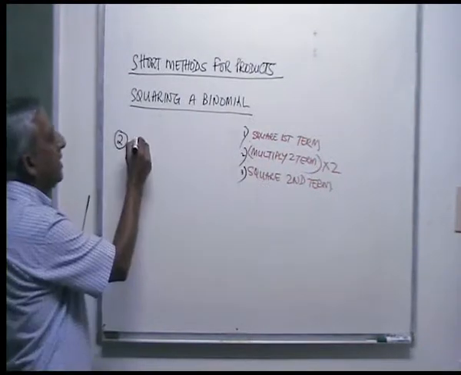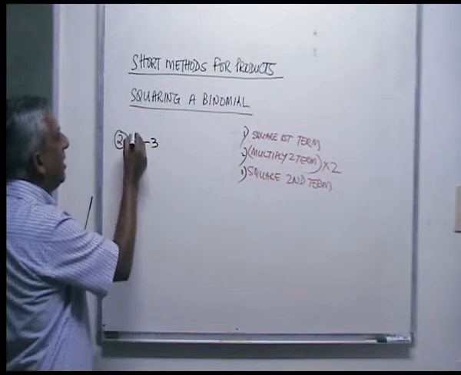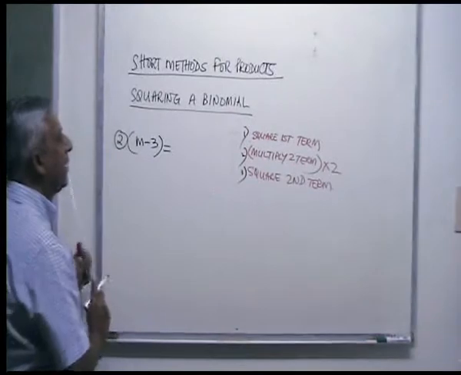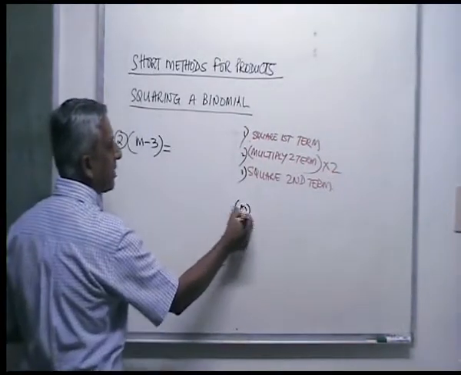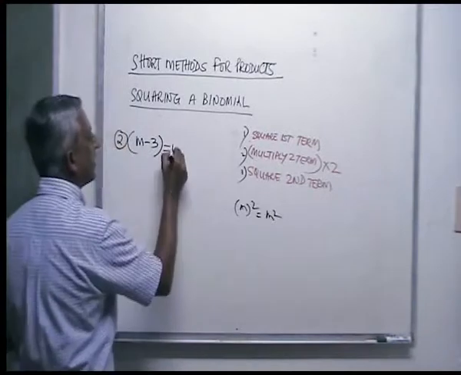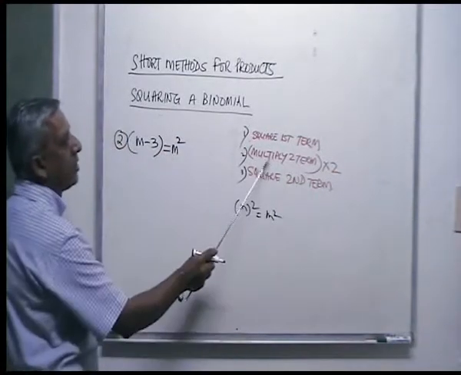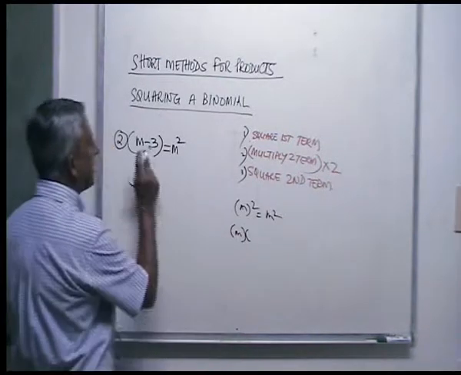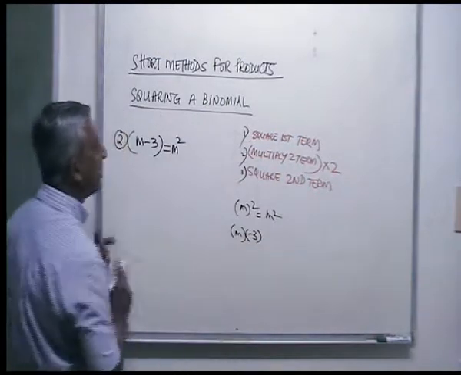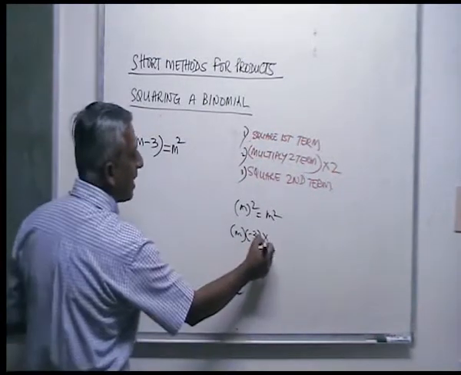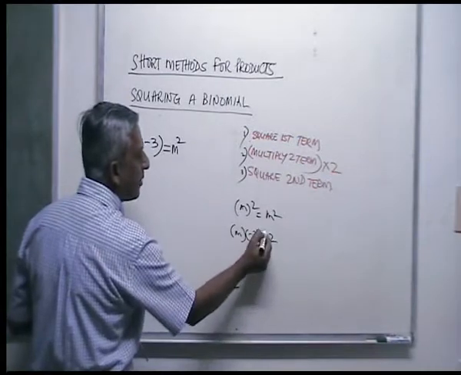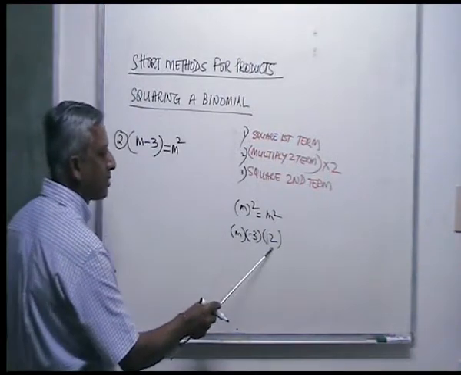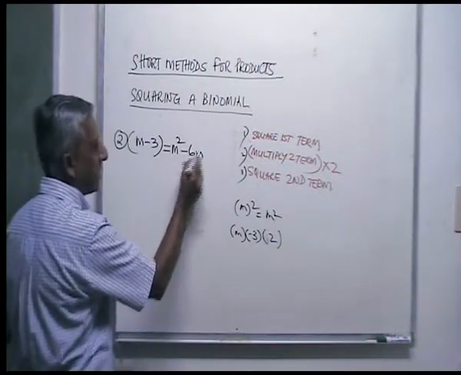Suppose we take another example, say (m minus 3) all squared. According to the rule, square the first term. So I'll have to square m, that means m has to be squared, and that's m squared. Then according to the rule, multiply the 2 terms, so it will be m times minus 3. I'm multiplying the 2 terms and then multiplying by 2, so I can just put that in a bracket. So it's m times minus 3, minus 3m, times 2, minus 6m, right?